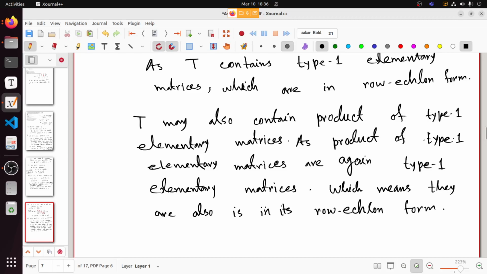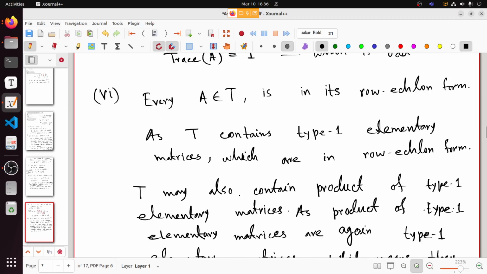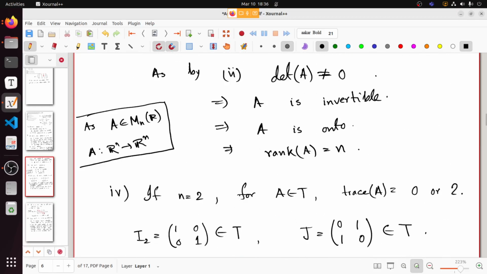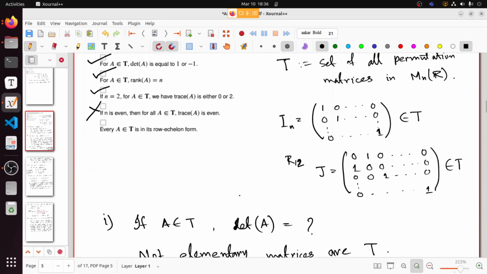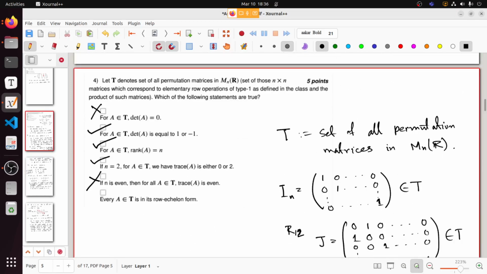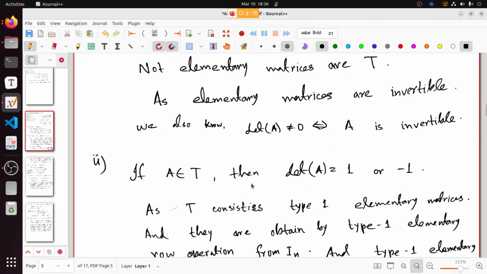So if A belongs to T, then A is in its row echelon form. So option number 6 is also true. So every A belonging to T is in its row echelon form. So question number 4 is done. Let's move to question number 5.